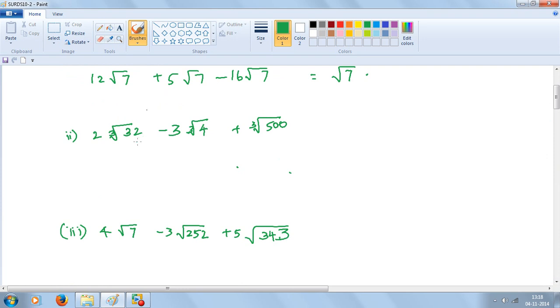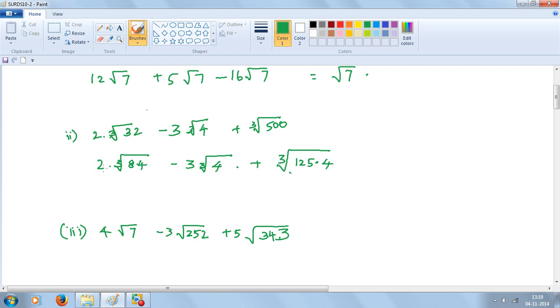So this is cube root of 32, 2 multiplied by cube root of 32. Now 32 we can write as 8 multiplied by 4, 8 4s are 32, cube root. So minus 3 cube root of 4 plus cube root of 500. This we can take as 125 multiplied by 4 is 500. So we have to use some factors to know if it is 2 cube, 3 cube, 4 cube, or 5 cube. So 5 cube we can take out. 5 cube root means it is 5.